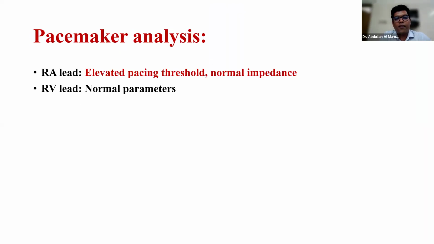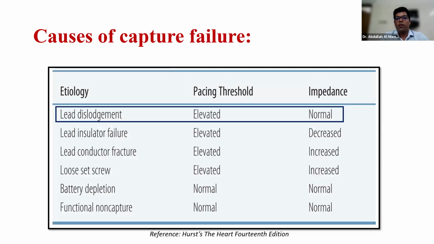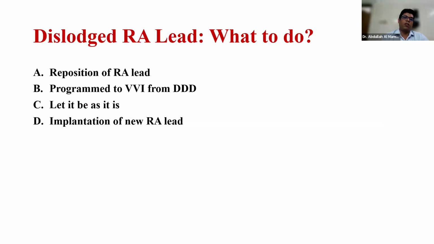Pacemaker analysis was done to find the cause. It shows an elevated pacing threshold and normal impedance in the RA lead, but normal parameters in the RV lead. This finding is consistent with RA lead dislodgement. Here are some causes of capture failure. In case of dislodgement, there is an elevated threshold and normal impedance.